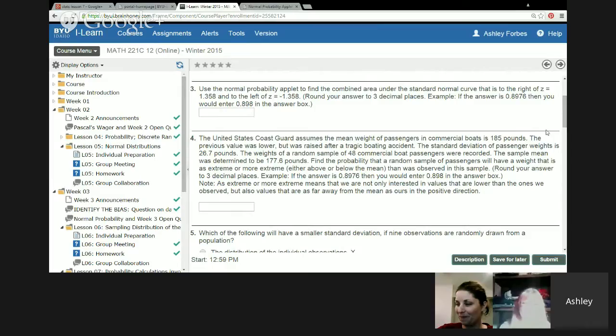Okay. So using the normal probability applet to find the combined area under the standard normal curve, that is to the right of z and to the left of that number, round your answer to 3 decimal places. Example, if the answer is this, then you would enter that in the box. So did it really just give us all the answers that we need and we just need to plug it in? That's what I was thinking. Wow. Why can't it be like that all the time? Okay, so it's just 1.358. 1.358.